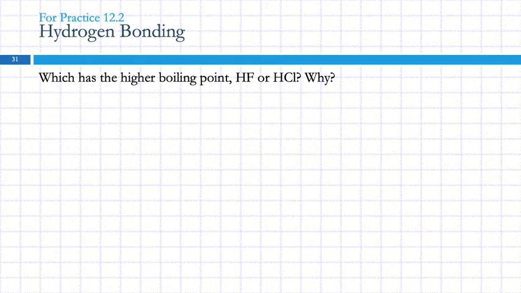Which has a higher boiling point, HF or HCl? And the dreaded question, why?